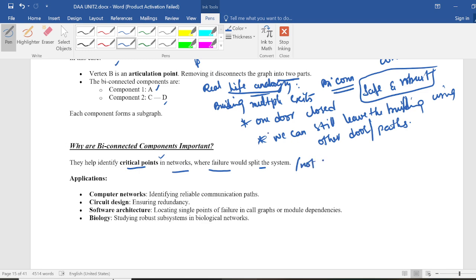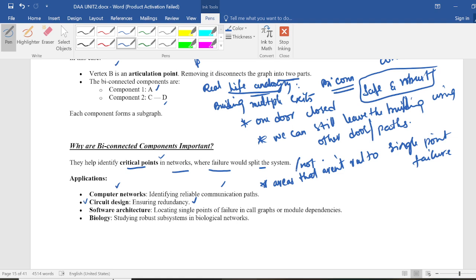Applications or use cases. In communication networks and computer networks, they help us find areas that are not vulnerable to a single point of failure. Even if there is a single point of failure, the connection or communication path should go on. In circuit design also, it is the same: ensuring redundancy, there should not be any failure.